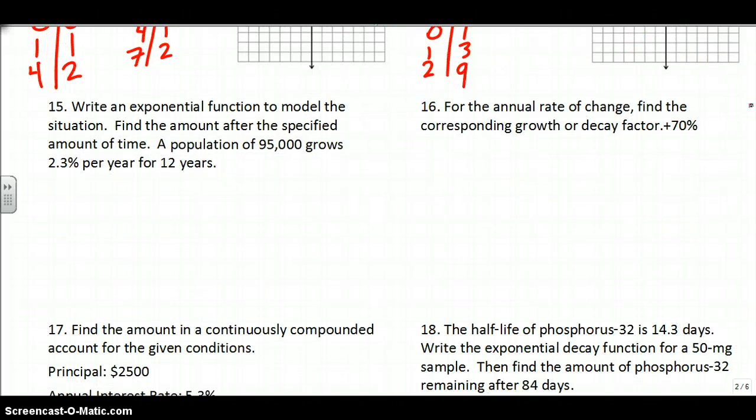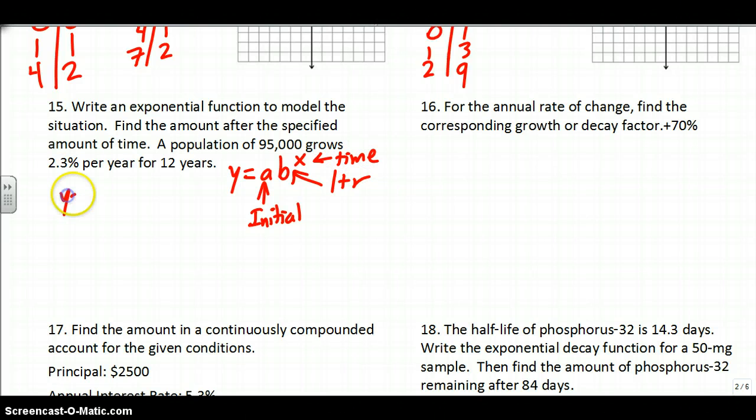Write an exponential function to model the situation. Find the amount after the specified amount of time. 95,000 population grows 2.3% per year for 12 years. This is just basic exponential growth. So you're going to use the formula y equals ab to the x, where a is your initial amount, how much you start with. B, since you're growing, is going to be 1 plus your rate. If it was decaying or going down, it would be 1 minus your rate. And then x is time, of course.